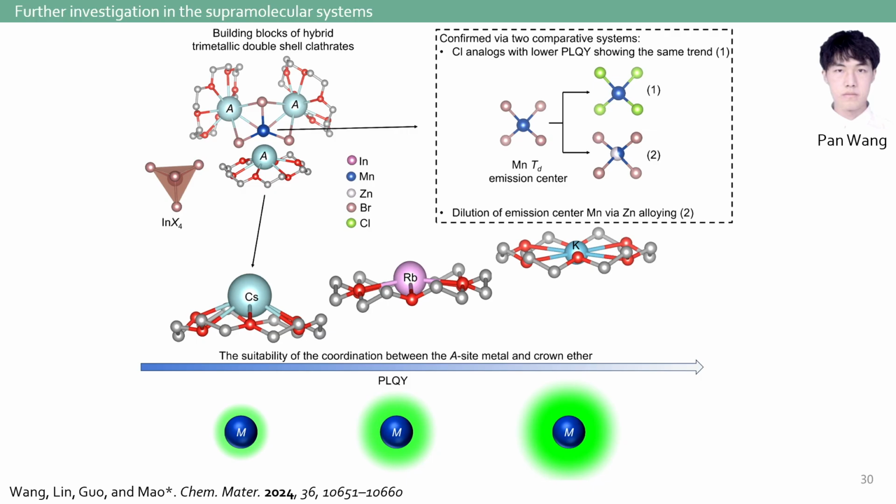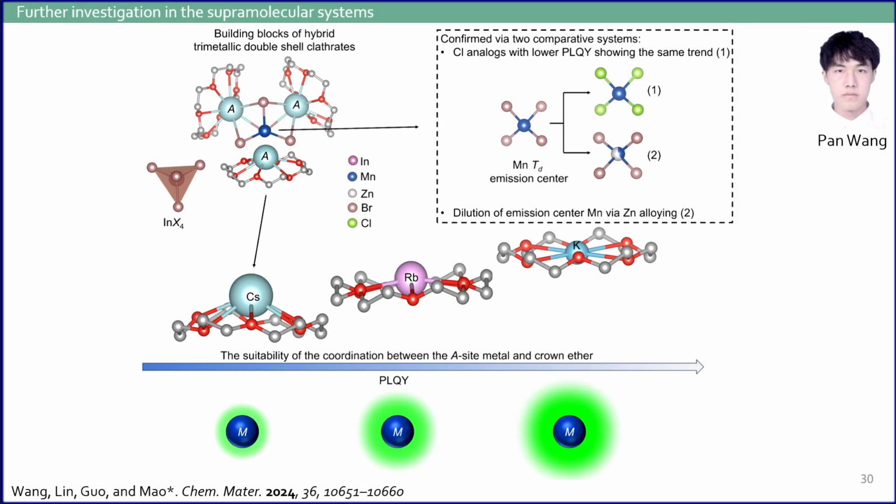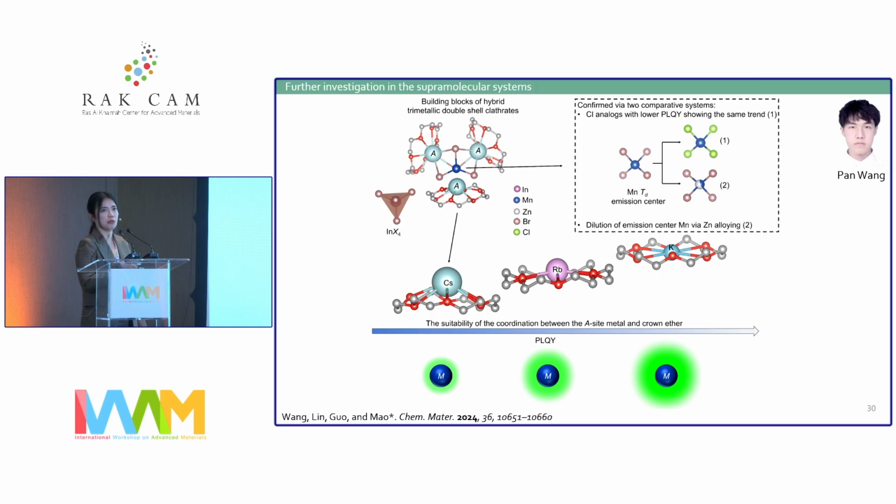You have this counter anion, which pretty much doesn't do anything. Then you have the emission center, which is the manganese, and crown ethers coordinated with different alkali metals. Historically, we know that for the 18-crown-6 ether, potassium has the best fit of all of them. We found that this actually affects the emission of the manganese center. We demonstrated this in two different ways: we made a solid solution, and we also changed the halide, in this case from chloride to bromide.